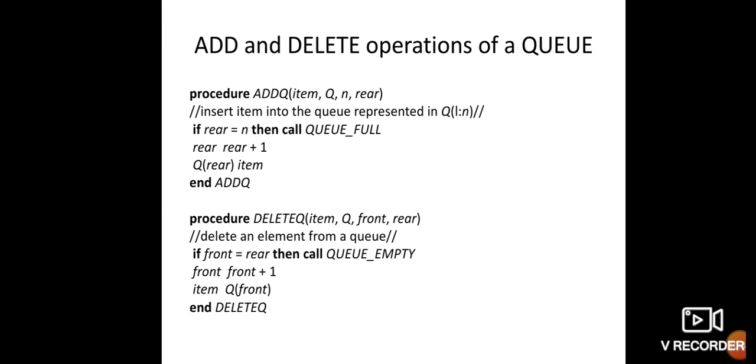Then the other one is delete. For delete you'll have front and rear. If front and rear point to the same element, then you call it queue is empty. Each and every time you delete, your front will get incremented by 1, so that the element which is deleted goes out. Each time the element is stored in the queue.